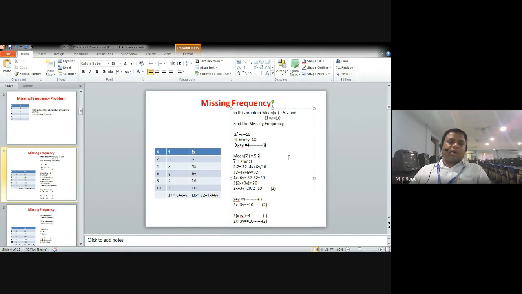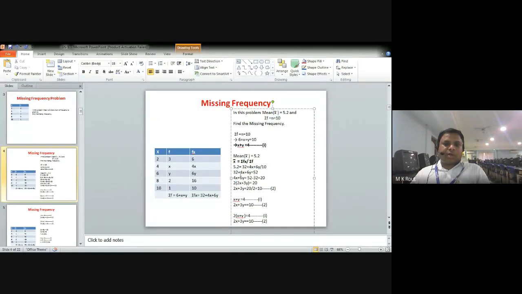Then you proceed to the calculation of mean. The mean is already given. In the second part, you have to go for the calculation of mean, and the data given for the mean is 5.2. The formula is x bar equals summation of fx divided by summation of f. We have the mean value, and summation of fx is 32 plus 4x plus 6y, divided by summation of f, which is given as 10.